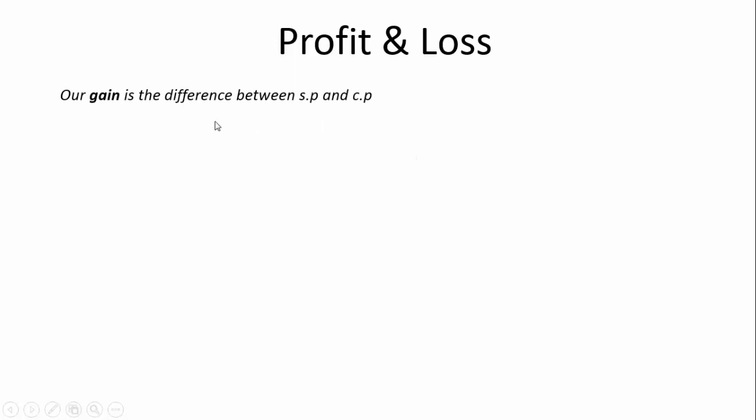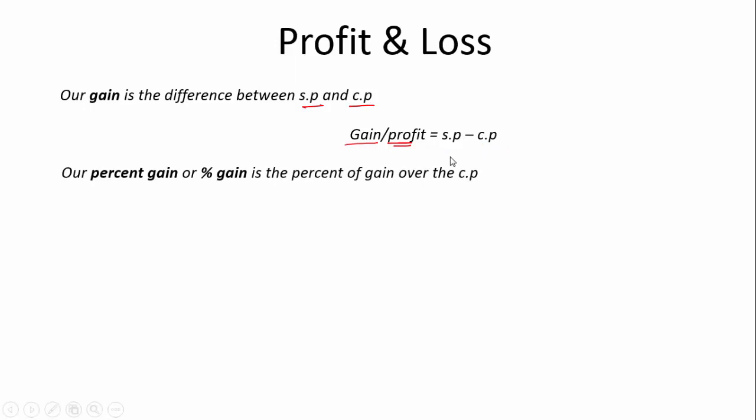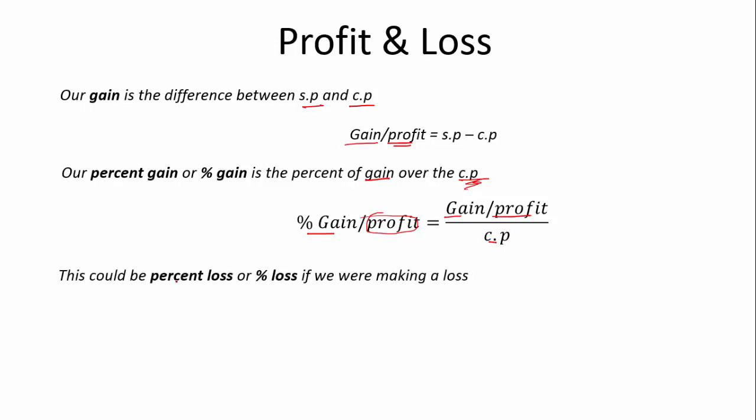So our gain is the difference between our selling price and cost price. So our gain, also known as profit, we're going to speak gain and profit as the same thing, is our selling price minus our cost price. That makes sense, right? Let's have a look at the percentage gain. It is the percent of gain over the cost price. Right? So the percent gain or percent profit, they're the same thing, is the gain or profit divided by the cost price. So this could also be a percent loss if we are making a loss.